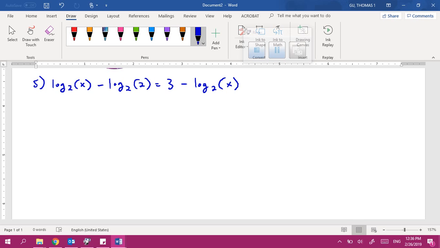Yes, that's right. So first, we want to get all the logs on the same side. So we're going to add that log base 2 of x to the other side. All right, you guys got that way faster than I thought you would have, but that's very good. Okay. So I'm going to put this right here.